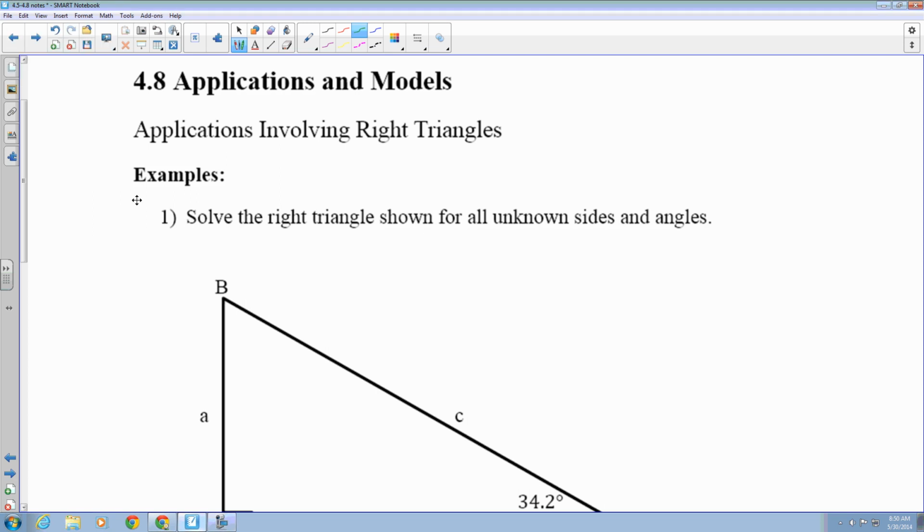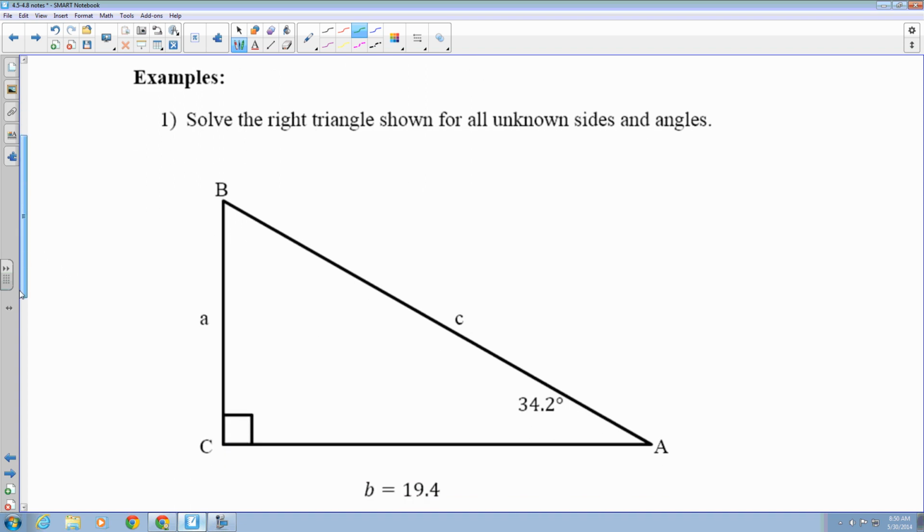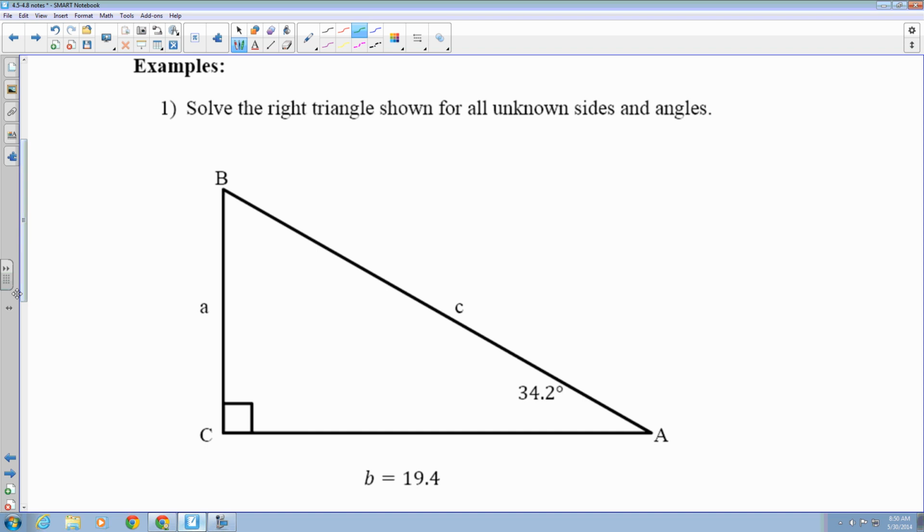Last section in chapter 4 is about applications and models of right triangles. So we know SOHCAHTOA, which is pretty much all we need to know for this section. Hooray! So we need to solve the whole triangle for all the unknown sides and angles.